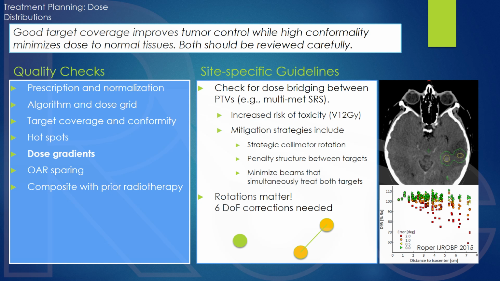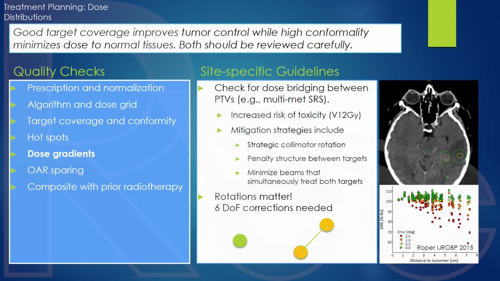Think back to the slide on collimated rotation. Rotate so the MLC blocks the healthy tissues in between. We can use a penalty structure in between these disjointed targets to reduce dose. And we want to minimize beams that simultaneously treat both targets, right? So minimize that dosimetric crosstalk.